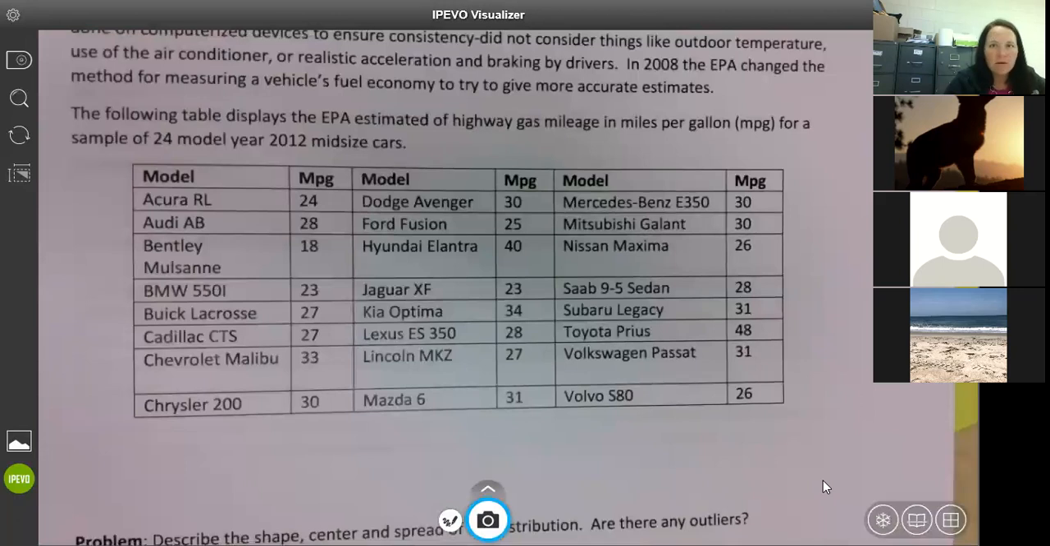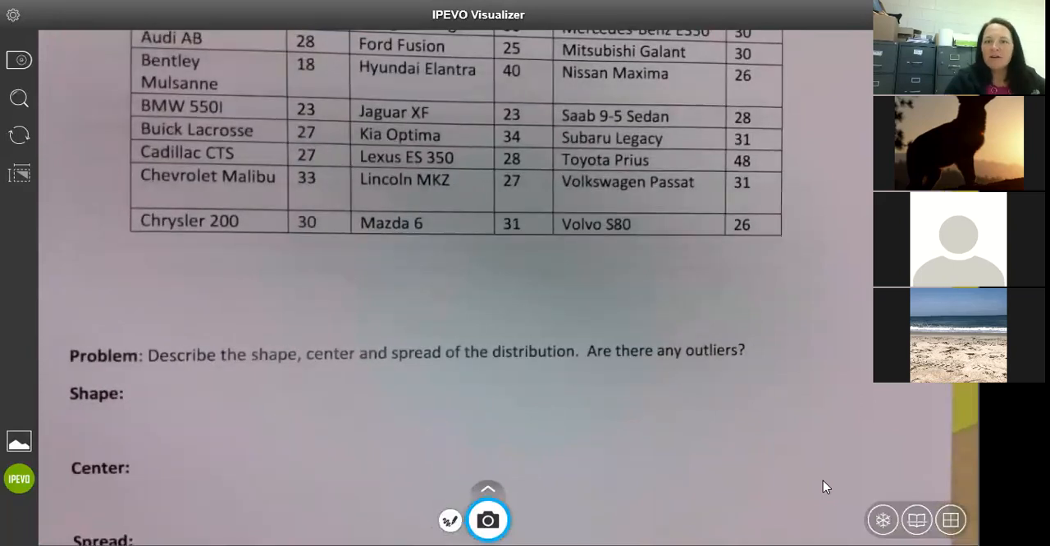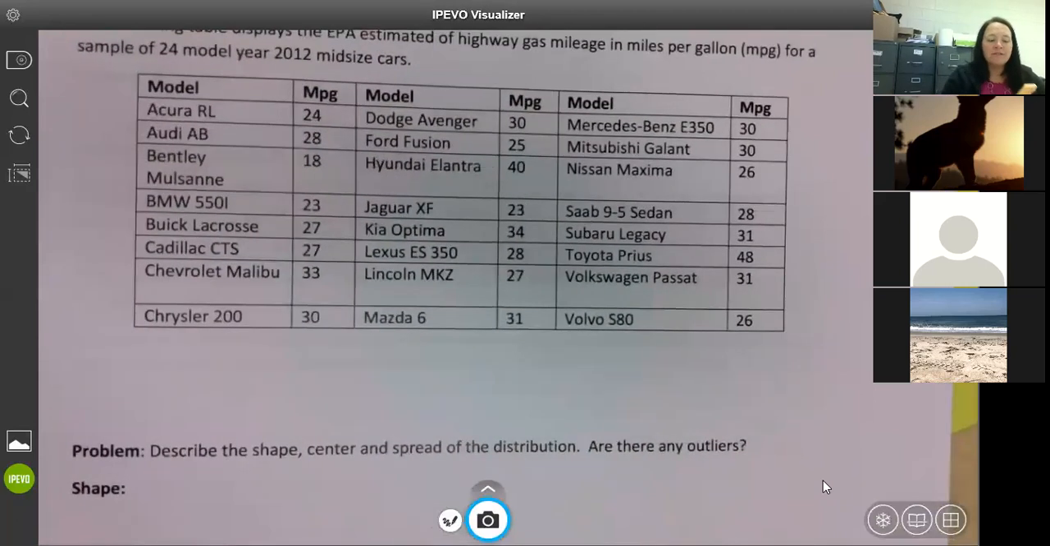2012 mid-size car. Perfect. Make sure you say all of it. So there it is. It says describe the shape, center, and spread of the distribution. Are there any outliers? Okay, so here's what we're going to do. I'm going to teach you how to make one on your calculator.